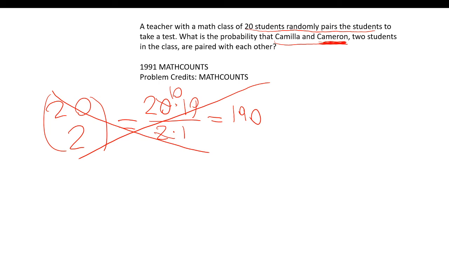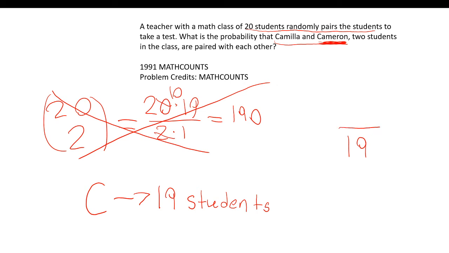Now this student, Cameron, can be paired with 19 students, right? Because there are 20 students, Cameron is one of them, and there are 19 left. So Cameron can be paired with 19 other students. And now we already have the possible outcomes, because we only care about the pairs with Camila and Cameron. We don't care about all the pairs. That's irrelevant to our problem. So Cameron can be paired with 19 other people, and we can place that in the denominator as the possible outcomes.